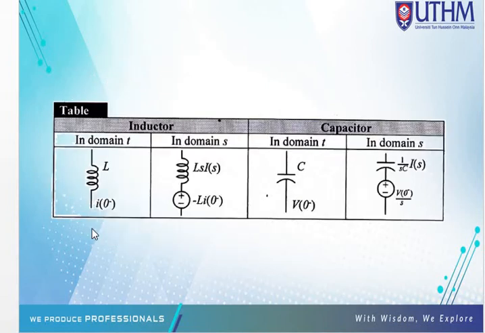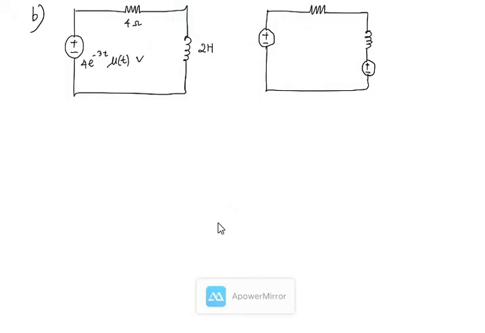The question given has the inductor. So for the inductor in the S domain, we can change it to LsIs, and this is the initial condition for the inductor, LI0. I0 is the initial condition for the inductor. Therefore, we can transform it into the S domain diagram. So the 4 ohm, we can change to 4Is. And the 2 henry, we can change to LsIs, so this is equal to 2sIs. And the initial condition for the inductor, negative LI0. So here we get negative 2. I0 in the question given is 1, so it's negative 2.